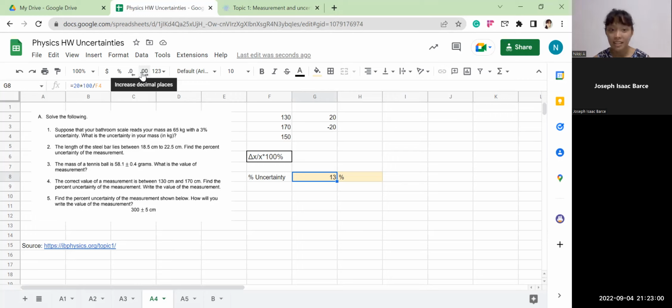Remember what we said? It should be the lowest. So what is the value in decimal form? 13% in decimal form is 0.13. Just the uncertainty. What is uncertainty? Uncertainty is 20 cm?